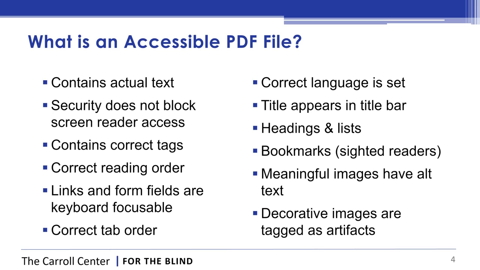In an accessible PDF file, links and form fields are keyboard focusable. You should be able to press the Tab key to move to a link or a form field. Screen reader users should also be able to list the links in the document. It is possible for a link in a PDF file to be clickable with the mouse and yet not actionable with the keyboard. This would need to be fixed.